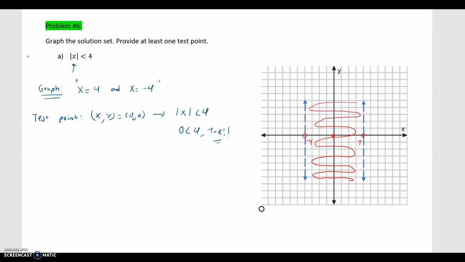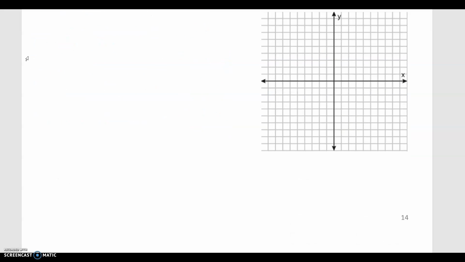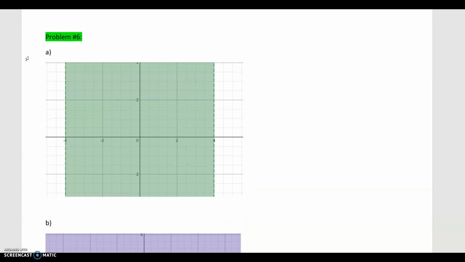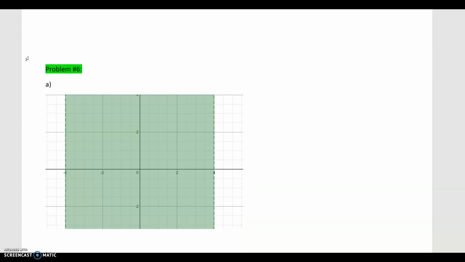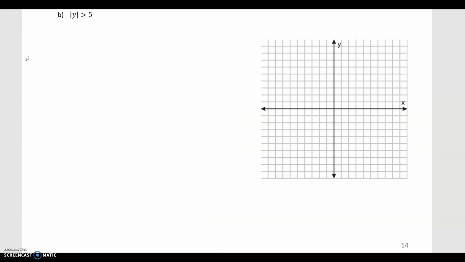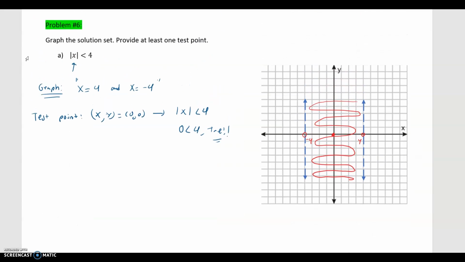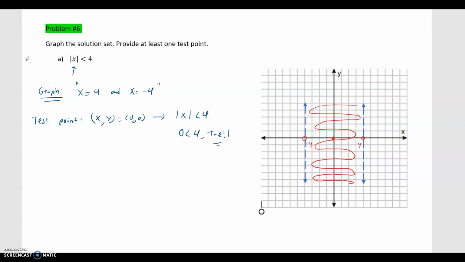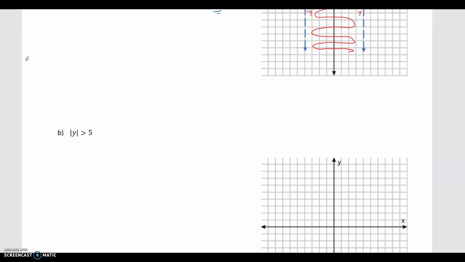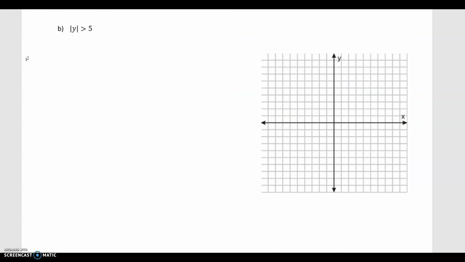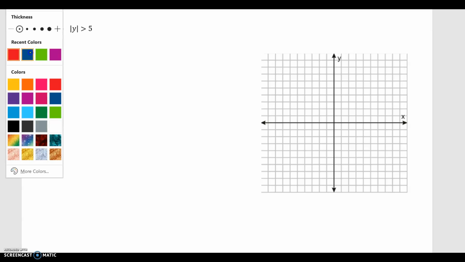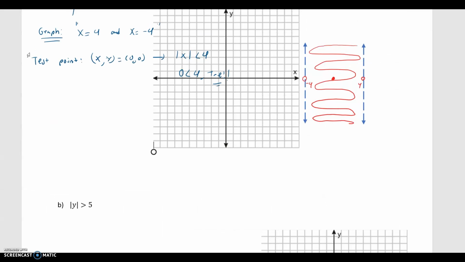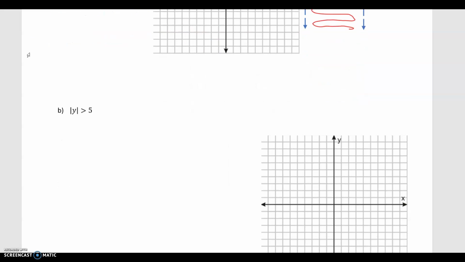Let me show you what this one looks like with technology. And in this case, we're looking at vertical lines at 4, and then technically every coordinate point shaded in between. That's it for problem 6a. Let's move on to technically b.